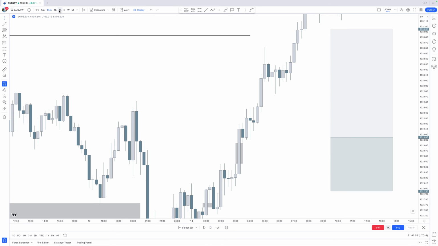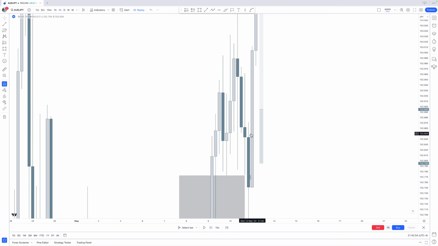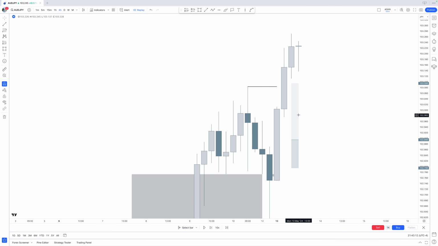So let's look at the 4 hour right here. And whilst the 4 hour is actually forming, the 4 hour is not something we would have been worried about because we do not even create a fair value gap before we reach that take profit right there. So nothing to worry about. There's no fair value gap that we can retrace back into.